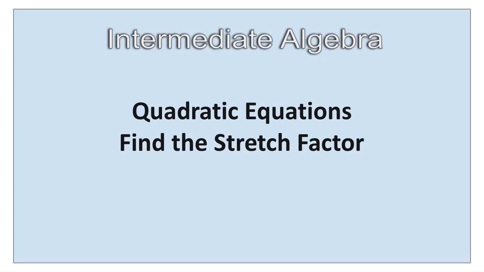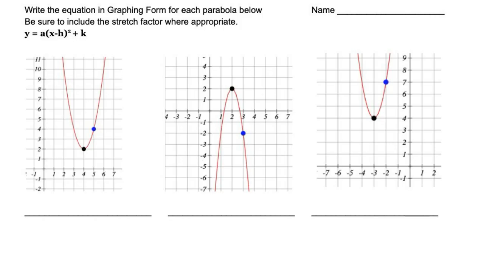Hello, this video is going to talk about finding the stretch factor and thus writing the equation of a parabola from a graph. If you have a graph, you're looking for these key points. In each of these we have the vertex indicated, so let's label those. This is 4, 2 as the vertex. The second one is 2, 2. And the last one has negative 3, 4 as the vertex.